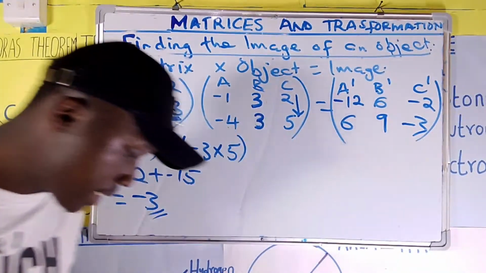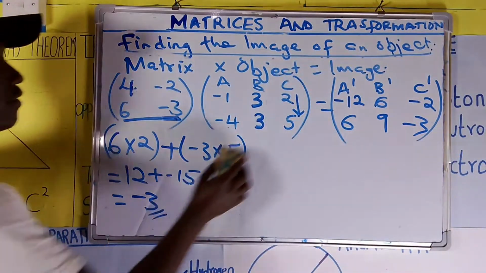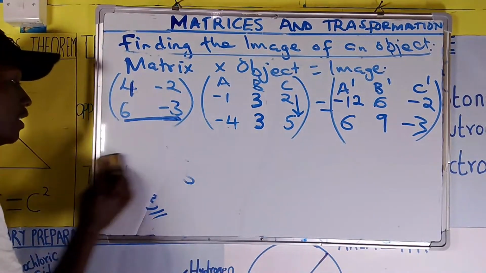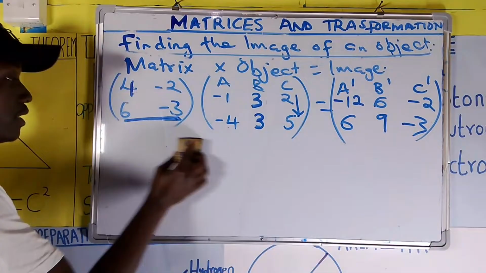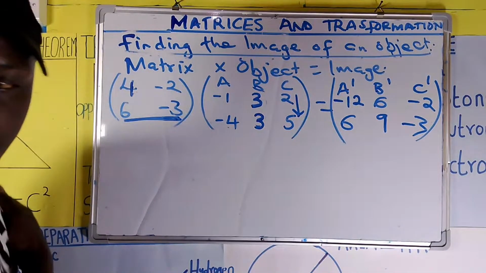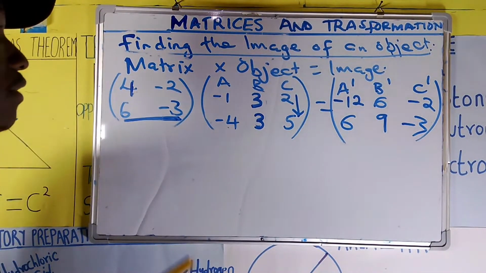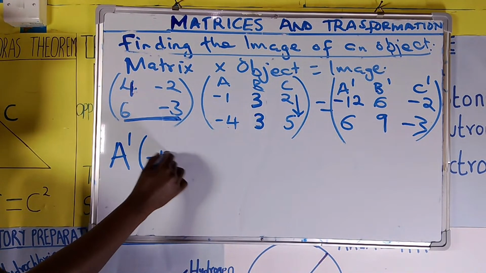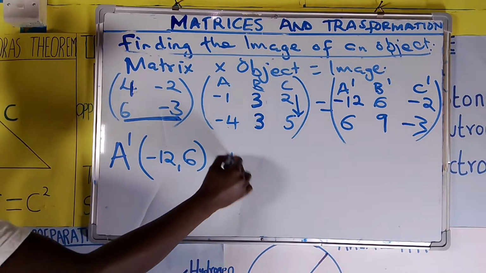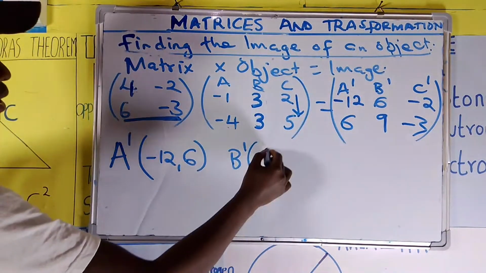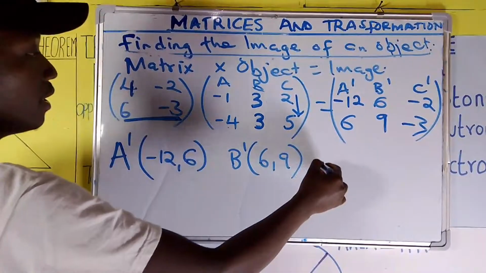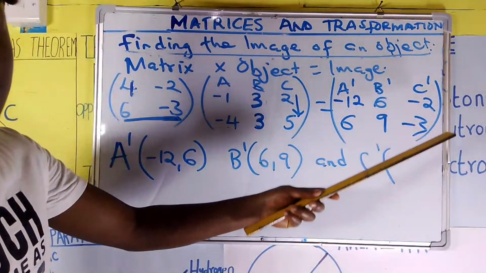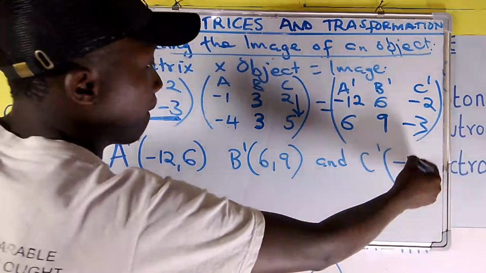So the question was asking, find the coordinates of the image. So A prime itakuwa negative 12 6, B prime itakuwa 6 9, and C prime itakuwa negative 2 negative 3.